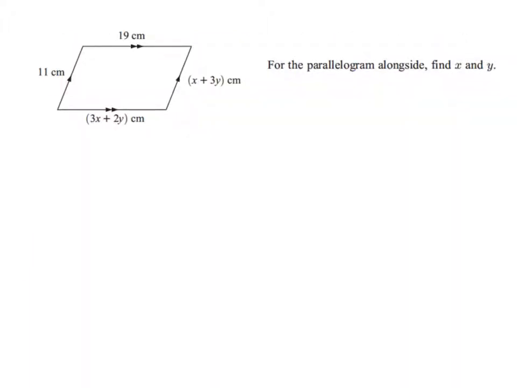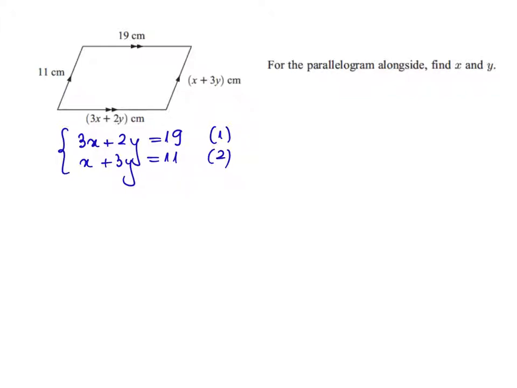Here is another example of another nature. For the parallelogram alongside, find x and y. So I still have two unknowns, x and y, and I'm expected to know the properties of a parallelogram. And these properties should be in terms of equal sign, right? I need equations. What I know about the parallelogram is that opposite sides are equal. Therefore, 3x plus 2y must be 19, and x plus 3y must be 11. And these are my equations 1 and 2.